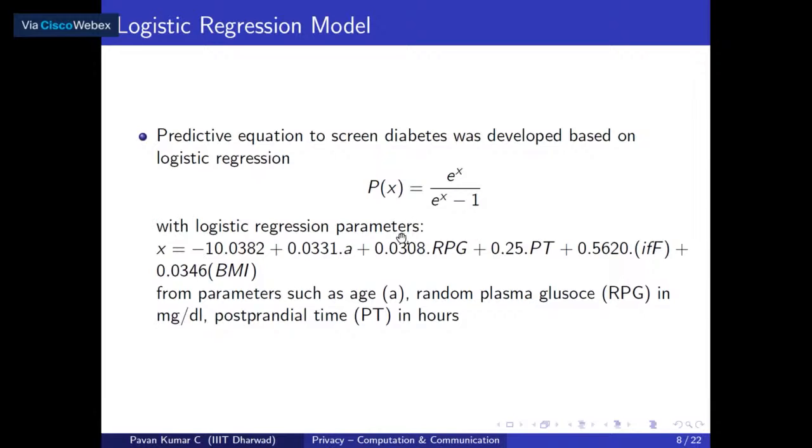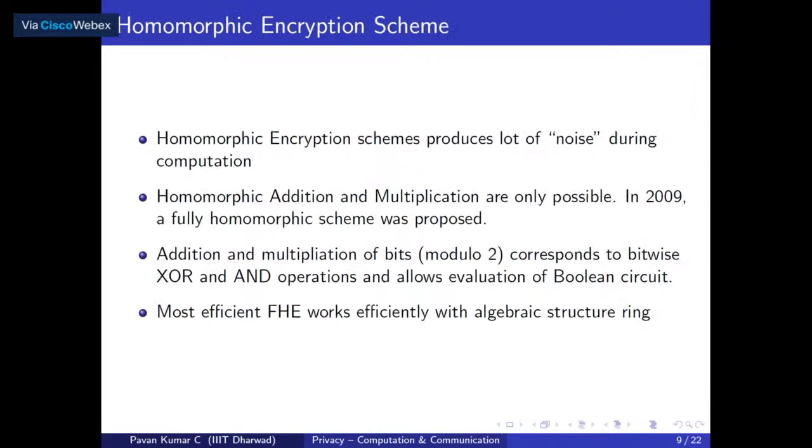So if this equation is done in a plain text format, it is quite easy to compute, because if you take this exponential function and compute it, you will get the values. But the challenge comes when you want to do it in an encrypted format. Assume that this is also in encrypted text. Then how do you perform the analytics over such data taking these parameters? That becomes quite a challenging task.